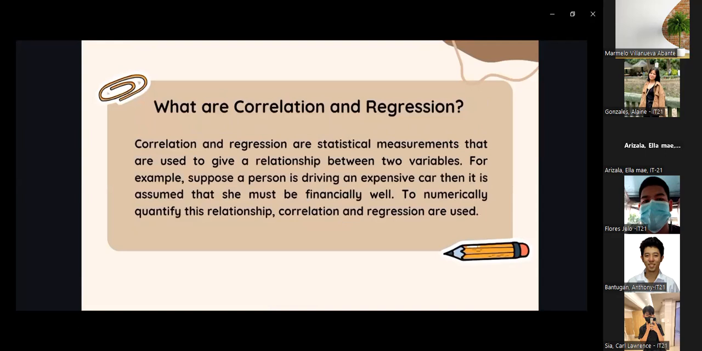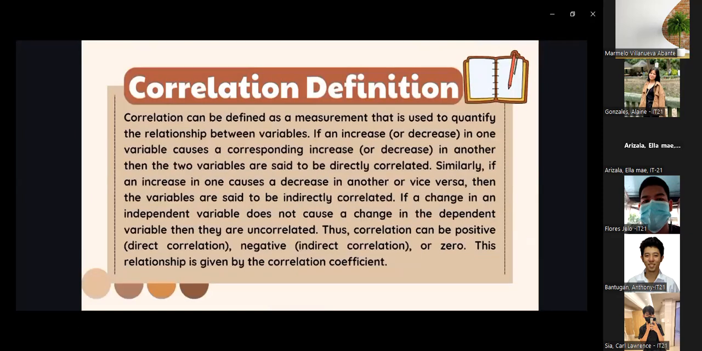What are correlation and regression? Correlation and regression are statistical measurements that are used to give a relationship between two variables. For example, suppose a person is driving an expensive car, then it is assumed that she must be financially well. To numerically quantify this relationship, correlation and regression are used in order for us to identify the relationship of those two given variables. So let's start first by defining the correlation.